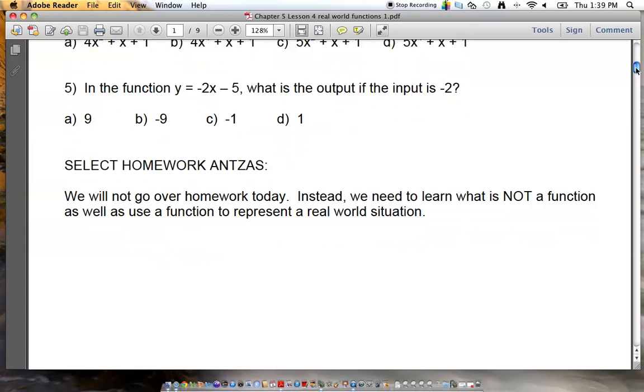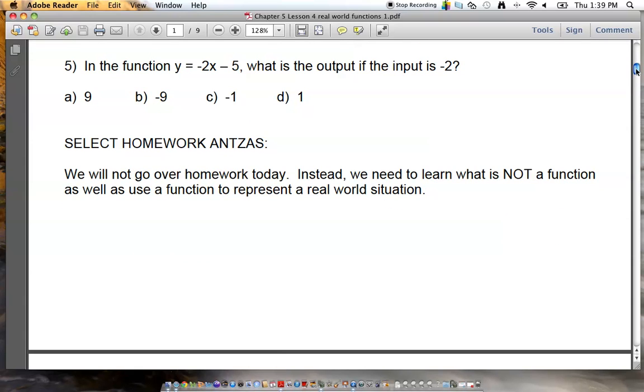In the function y equals -2x minus 5, what is the output if the input is -2? What letter means input? X. So this means do -2 times -2 minus 5.